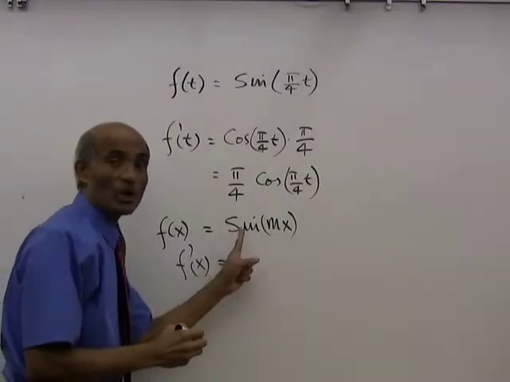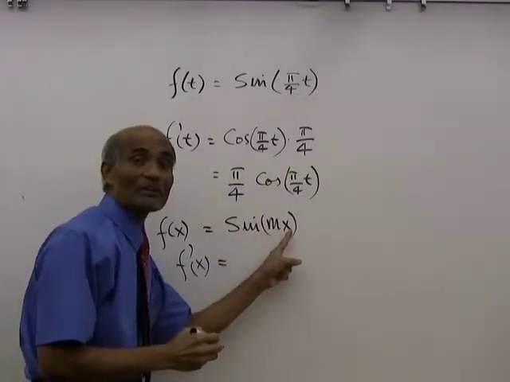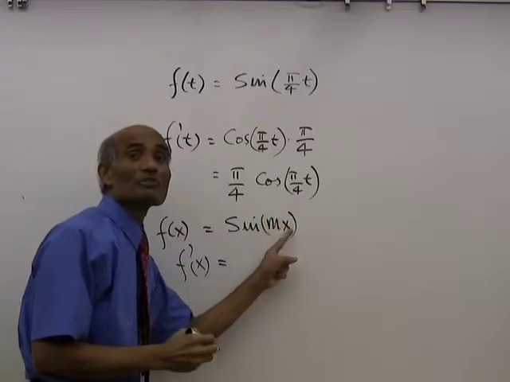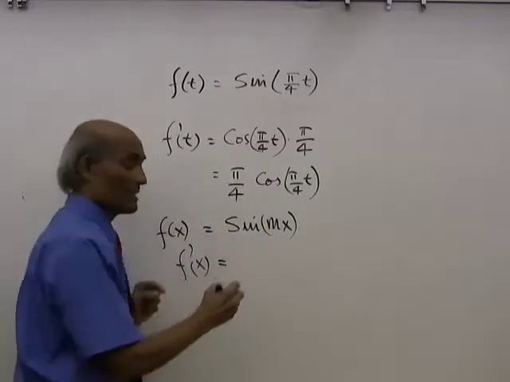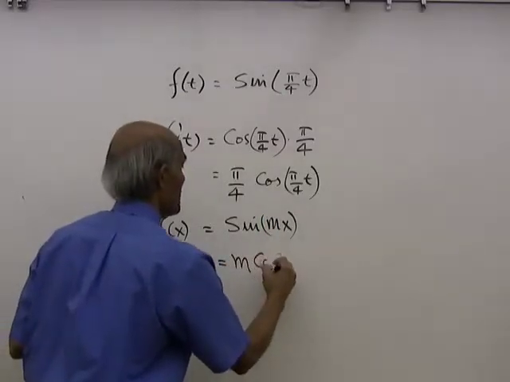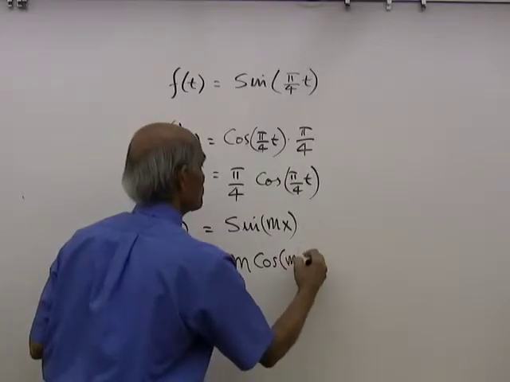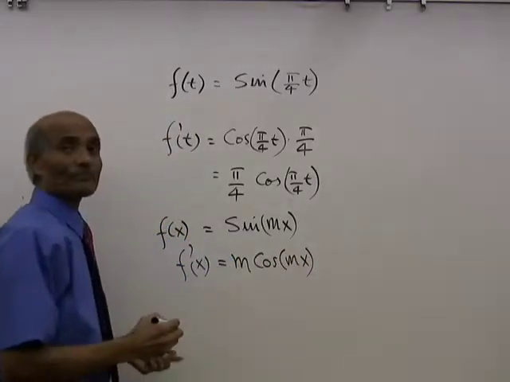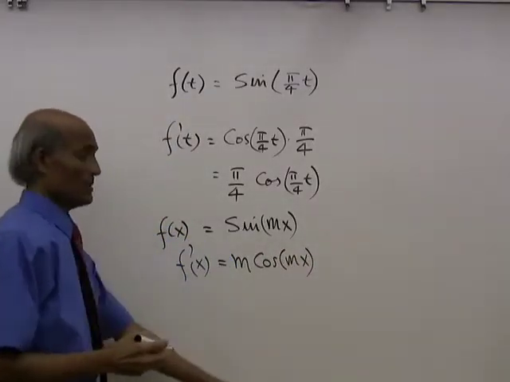It will be cos of mx times the derivative of mx, which is m, which will be m cos mx. Right? Okay.